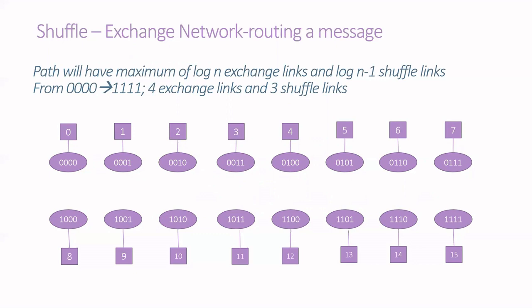Now try traversing from 0000 to 1111. Now there is an exchange connection from 0 to 1. Then there is a shuffle connection from 1 to 2. There is an exchange connection from 2 to 3, a shuffle connection from 3 to 6, an exchange connection from 6 to 7, a shuffle connection from 7 to 14, and finally 14 to 15, there is an exchange connection. So 1, 2, 3, 4, 5, 6, and 7 edges are there from 0000 to 1111.